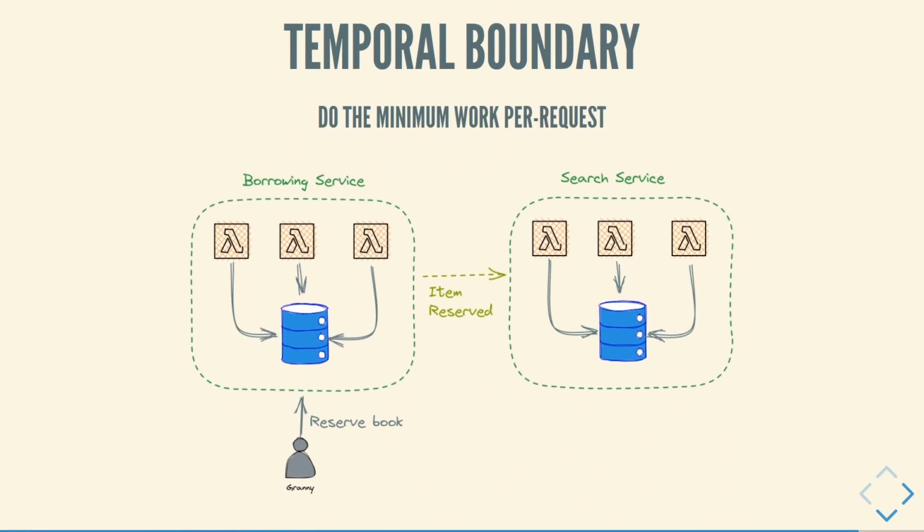We talked about temporal boundaries. So we want to do the smallest amount of work we can inside each request, so it can fail individually, and so it runs faster. And then we raise events, so that other systems can be consistent. So in this case, your granny reserves her Maeve Binchy book, and then we notify the search service via EventBridge. The search service can then be updated to say that that book is no longer available for reservation.